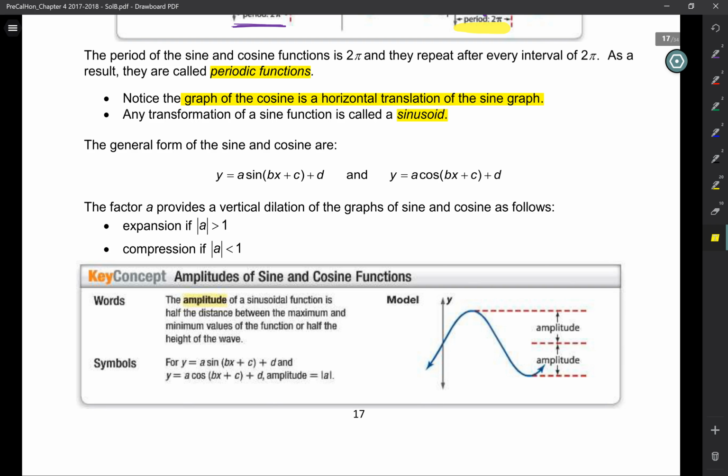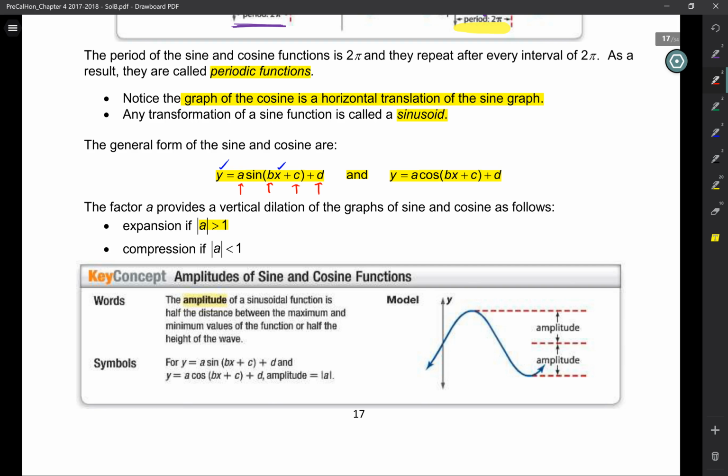The general form is this. So we have y equals a sine (bx plus c) plus d. The variables are x and y. The rest, a, b, c, d, are all constants, and they all have a purpose for being there. And we're going to talk about them one by one throughout this lesson and see what each one does.